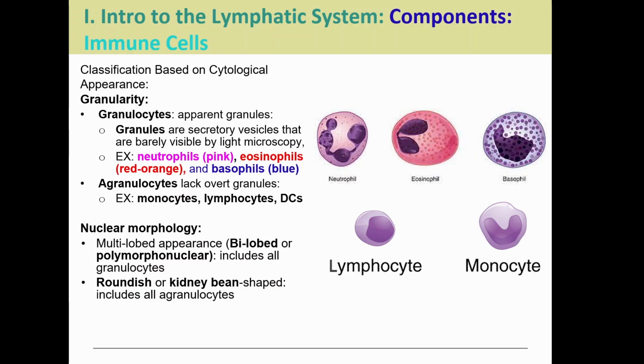And then there's some other things we'll get into in just a second with that too. But the others, the lymphocytes and the monocytes, their granules are not very obvious. We don't necessarily see them under the microscope when we use a light microscope. So monocytes, lymphocytes, dendritic cells will fall in this category. So that's one way we can identify them.